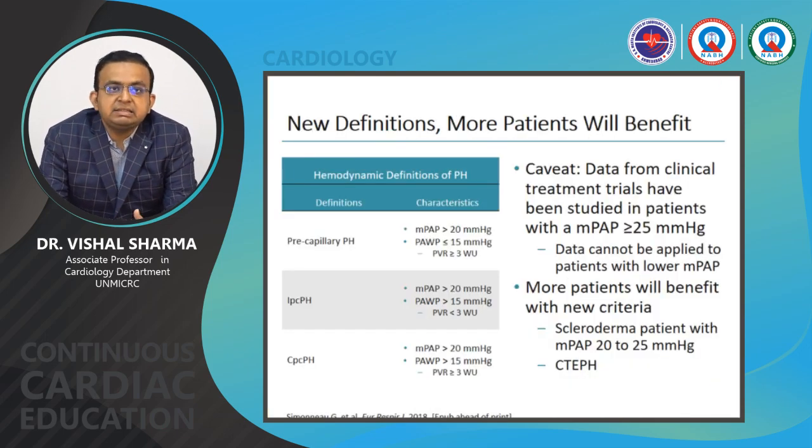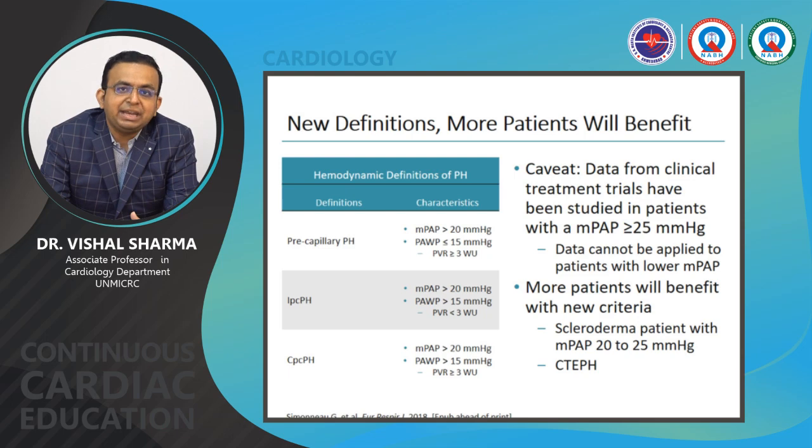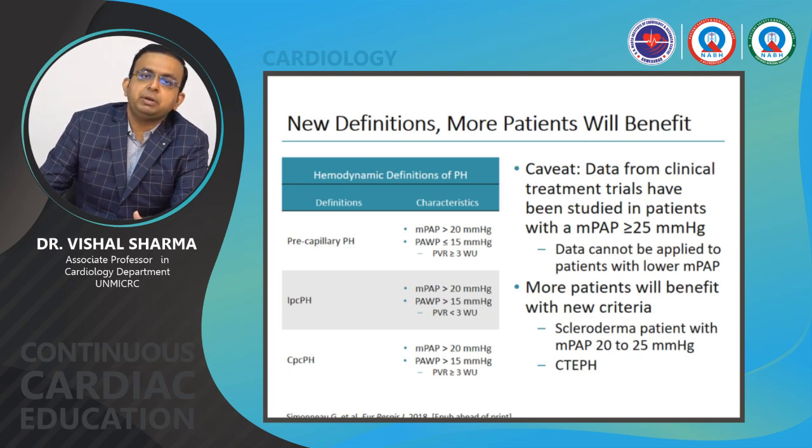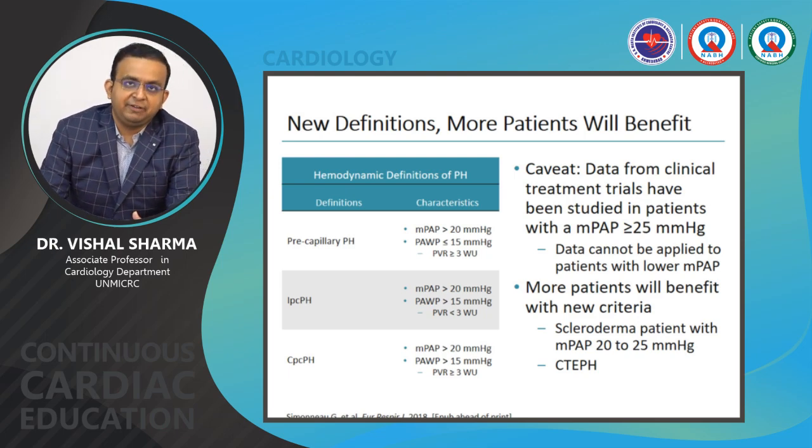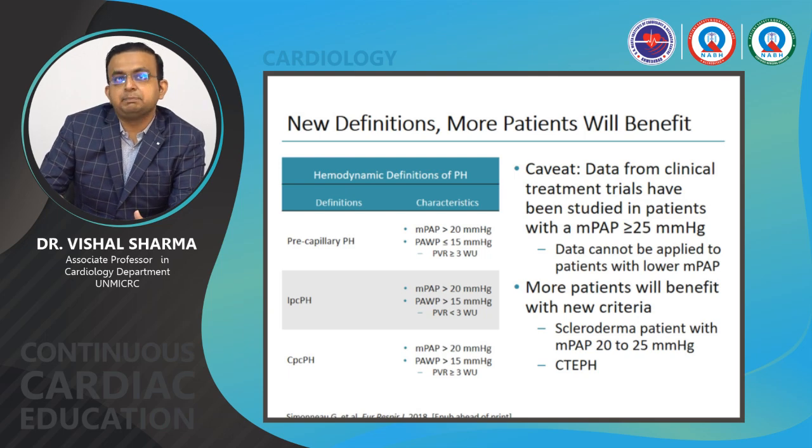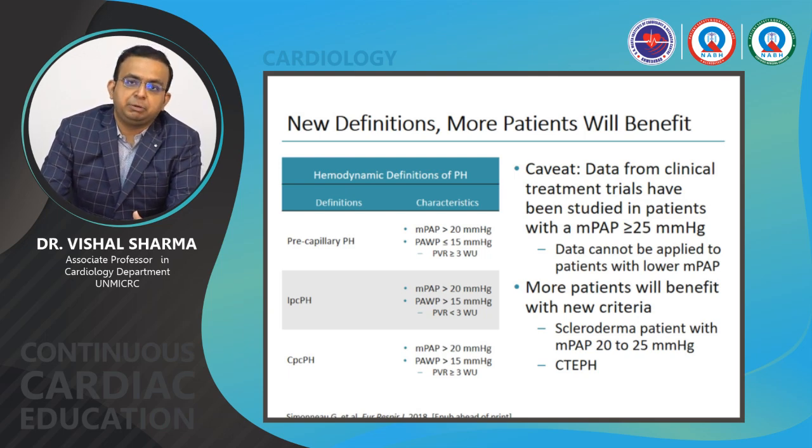So does this definition benefit? Well, it doesn't change the management as such, but yes, you can include more and more patients with disorders like connective tissue disorders, or those having HIV, or portopulmonary hypertension, or those with pulmonary veno-occlusive disease. More and more of these patients can be included in the definition of pulmonary arterial hypertension and hence benefit from early diagnosis and treatment.